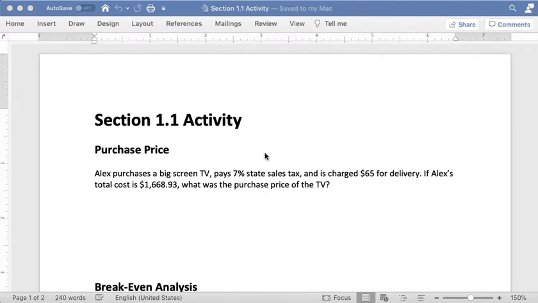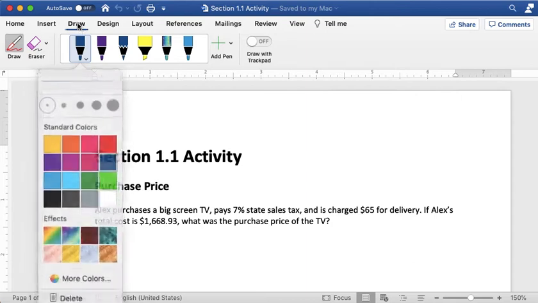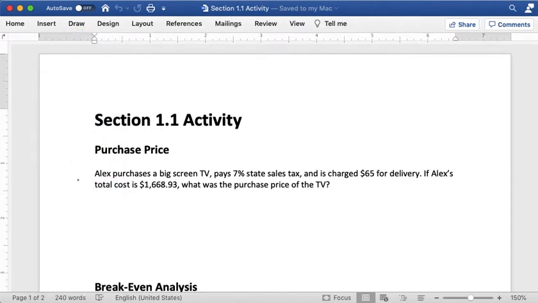In this video, we're going to go through the purchase price problem of the Section 1.1 activity. I'm also going to show you how to use the Desmos calculator. So when you're doing these activities, I'm going to be doing them using my drawing tablet and also a little bit of typing in Microsoft Word.